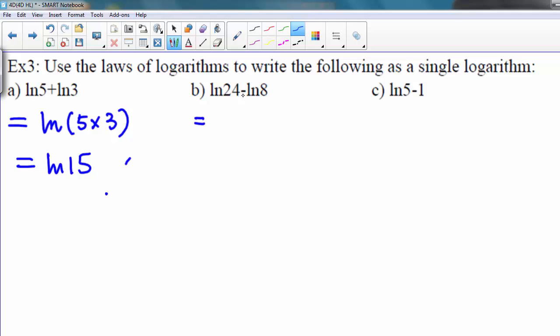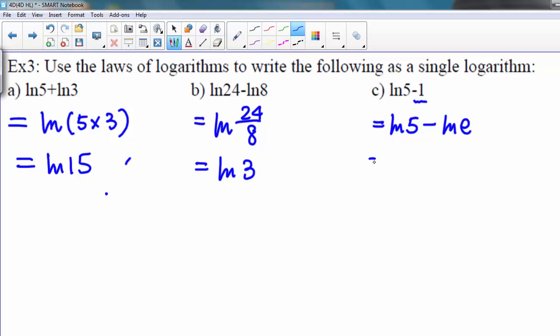Minus in the middle, we know this is the quotient law. So it's ln divided these 2 arguments, ln 24 divided by 8. It's ln 3. Ln 5 minus 1. We need to change this number 1 to the base e log, which is ln. So this one is ln e. So minus in the middle, this is a quotient law. So this one is ln 5 over e.